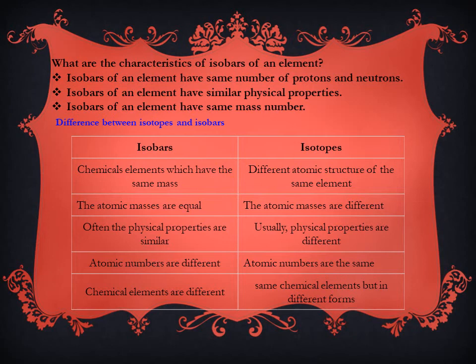Difference between isotopes and isobars. Isobars: chemical elements which have the same mass, different atomic structure. Isobars: the atomic masses are equal. Isotopes: the atomic masses are different. Isobars: often the physical properties are similar. Isotopes: usually physical properties are different. Isobars: atomic numbers are different. Isotopes: atomic numbers are the same. Isobars: chemical elements are different. Isotopes: same chemical element but in different forms.